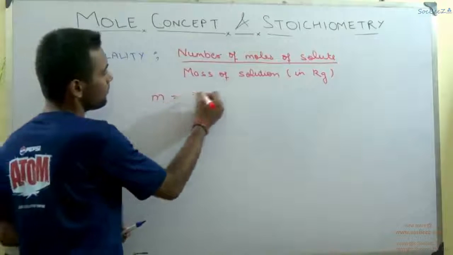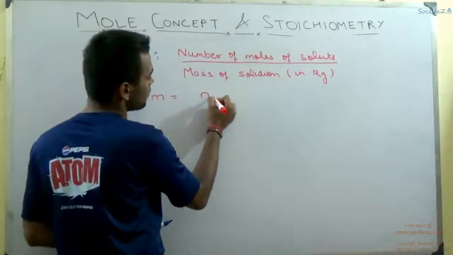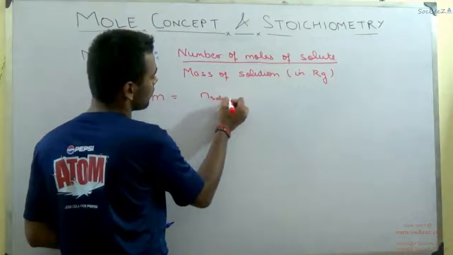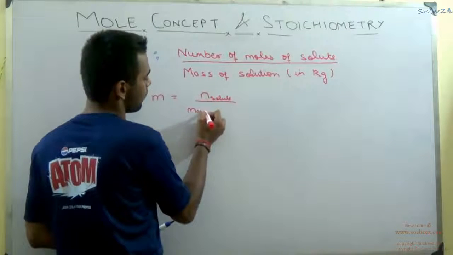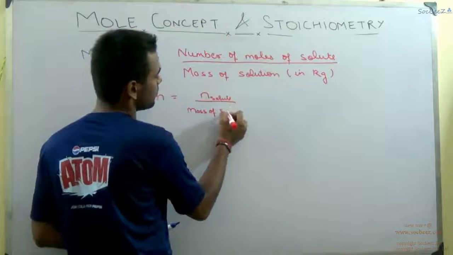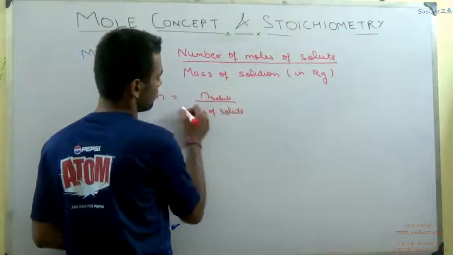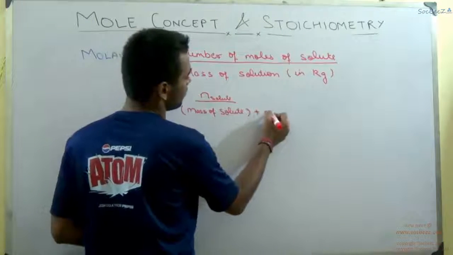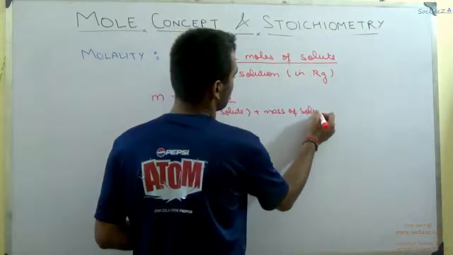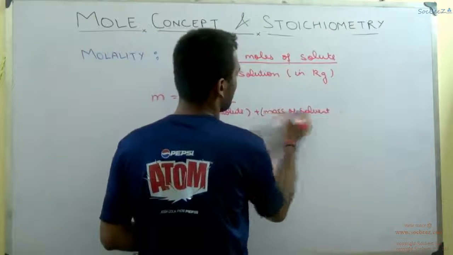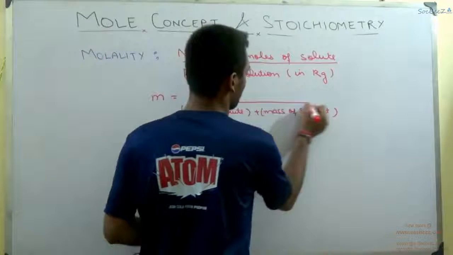So small m will be number of moles of solute divided by mass of solute plus mass of solvent. Okay, so everything is in kilogram.